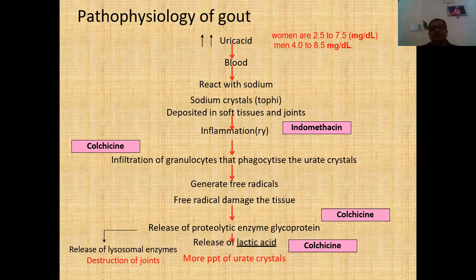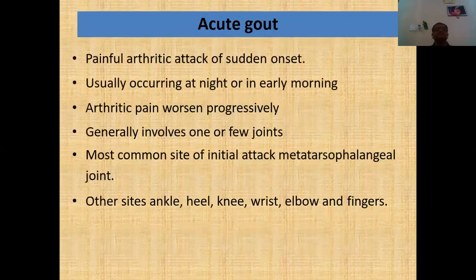There is release of proteolytic enzyme, which is a glycoprotein, release of lactic acid, and in some cases release of lysosomal enzyme that causes destruction of the joints, because the crystals are deposited in that particular joint. More precipitation of urate crystals occurs in that particular region, because those crystals form, become saturated, and are deposited in those regions.